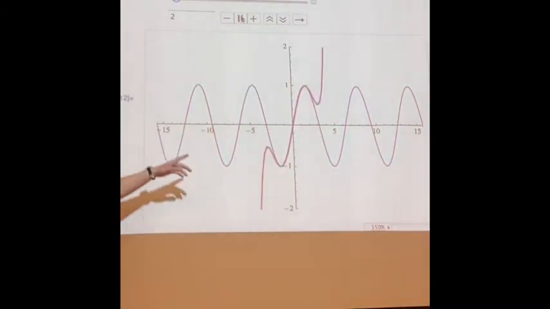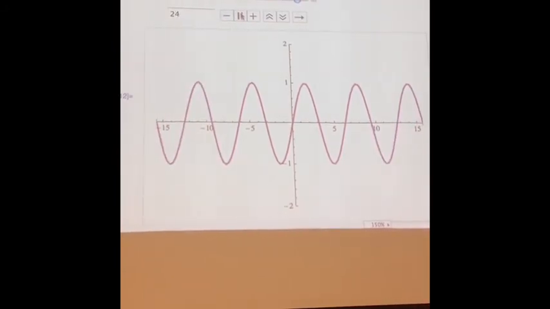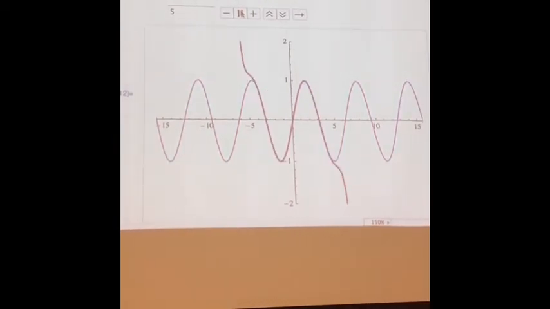Okay, other questions about this particular example? Notice that every single time we have an odd function, because every single one of these powers is odd, so we always have our curve going off in opposite directions.